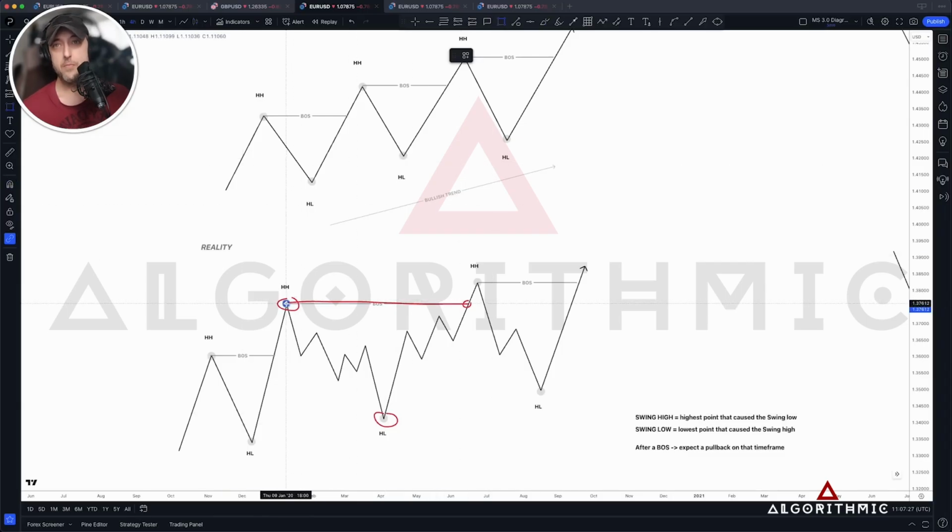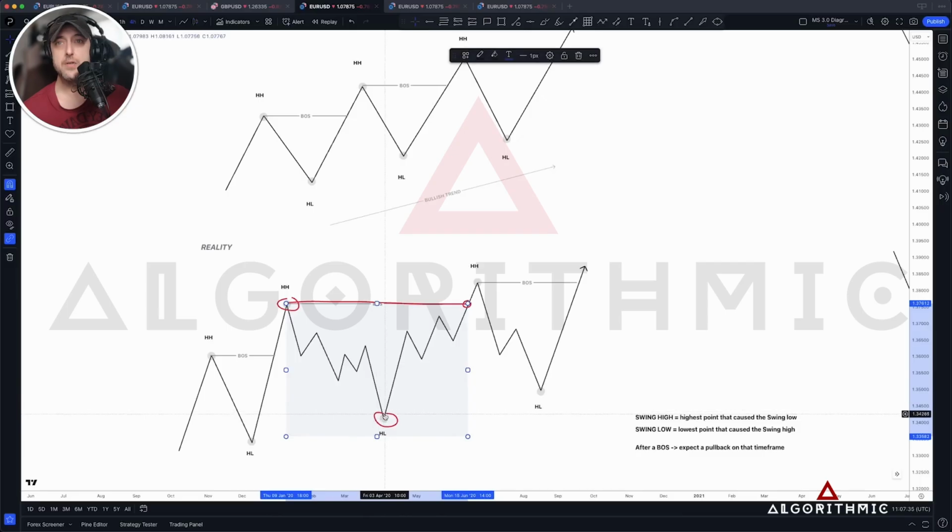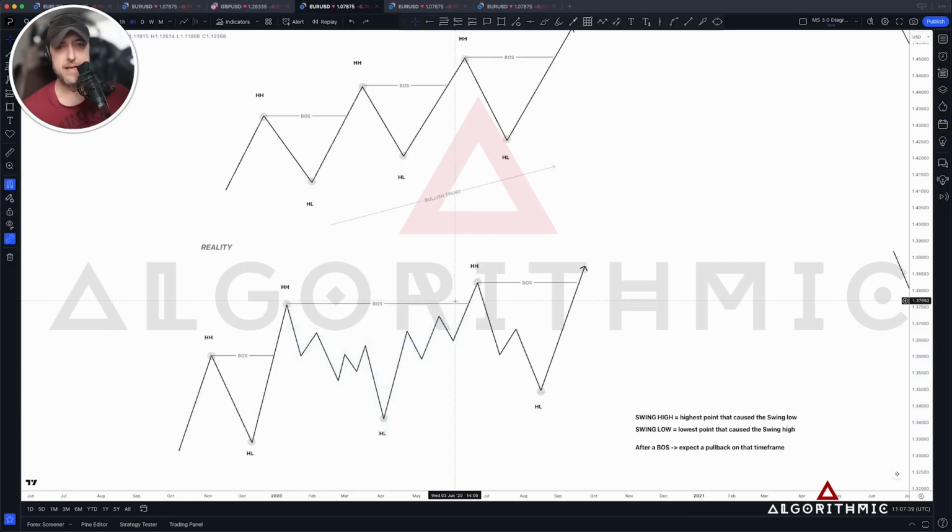Quick tip if you're not sure: take a box like this, drag your box down, and then your new swing low will always be the lowest point within that box.